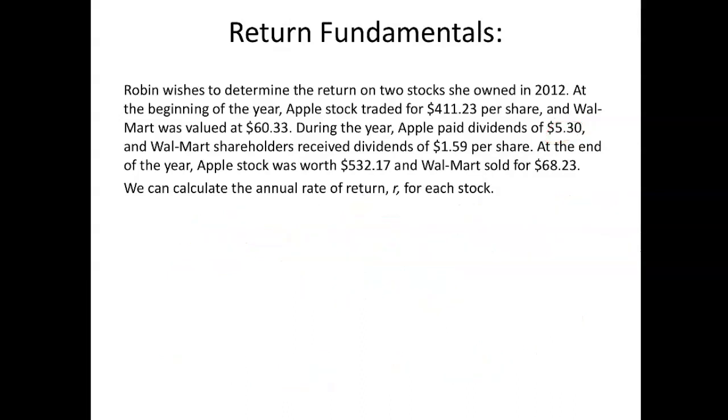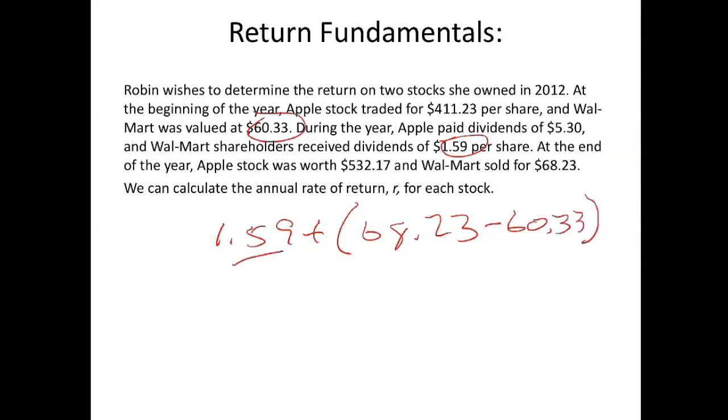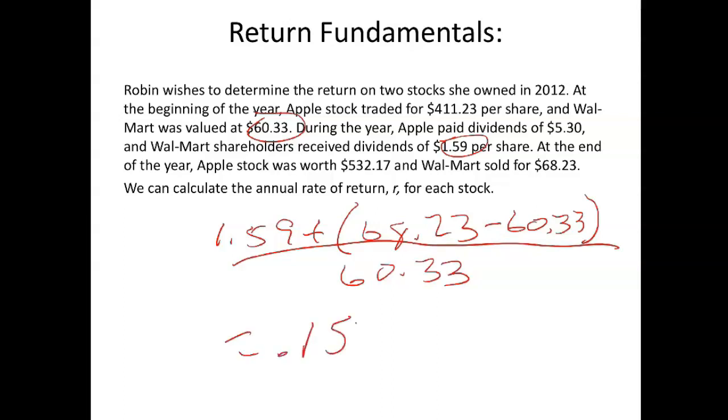Then for Walmart, Walmart paid dividends of $1.59 per share, plus our capital gains for Walmart. At the end of the year, it sold for $68.23. Beginning of the year, it was $60.33. We divide all that by the beginning of the year value of $60.33, and that yields 0.1573 or 15.73%.